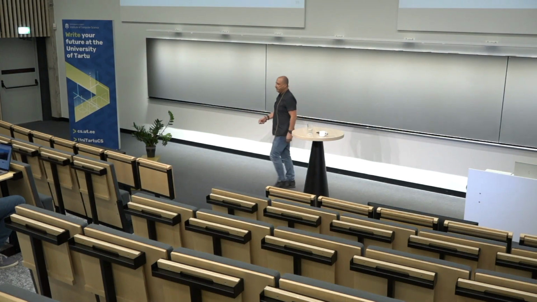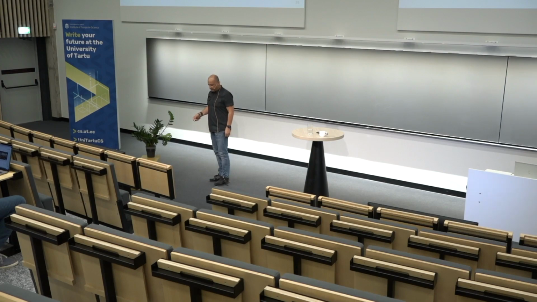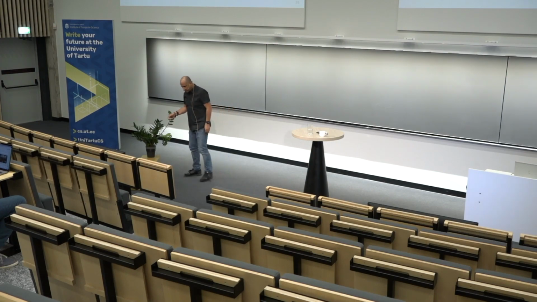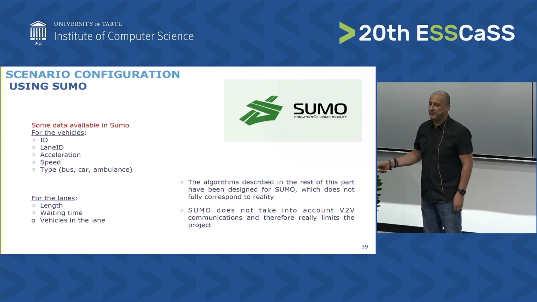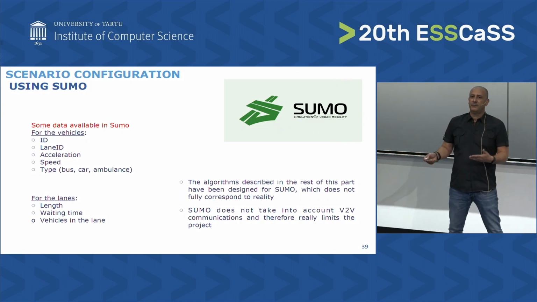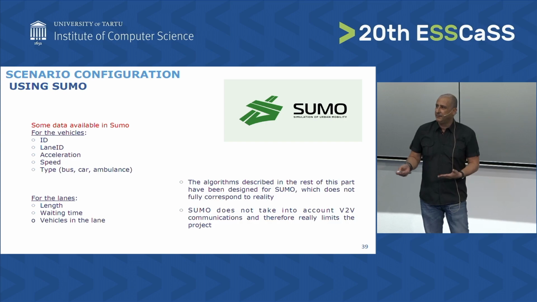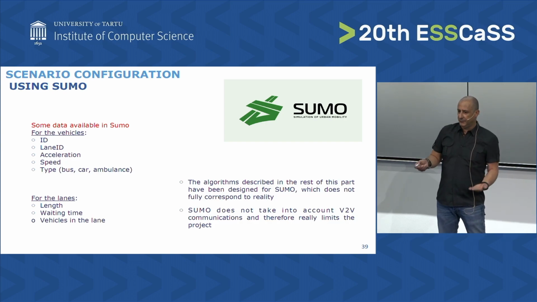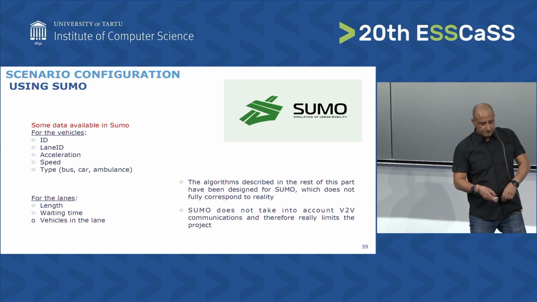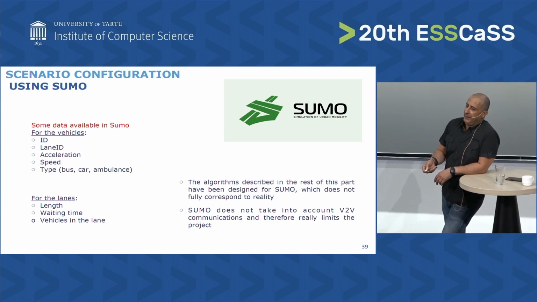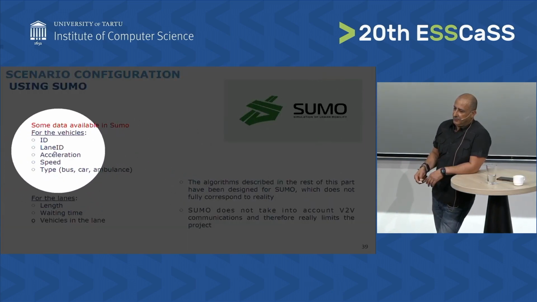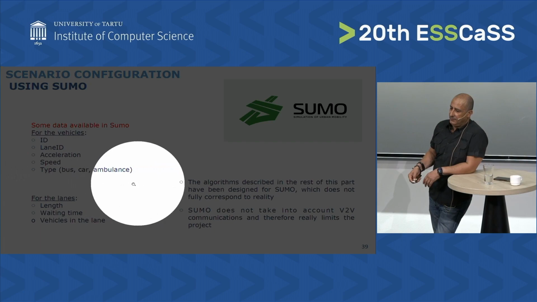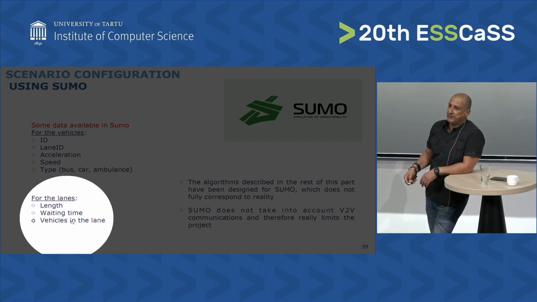So what we have done is simulation. Yes, it's here. We have used SUMO, the simulation of urban mobility, and as you will see, SUMO is not the best simulator, especially when trying to simulate V2V, vehicle-to-vehicle. For the vehicles, we were computing the ID, the lane ID, acceleration, speed, type (bus, car, ambulance), length, and the waiting time of vehicles in the lane.